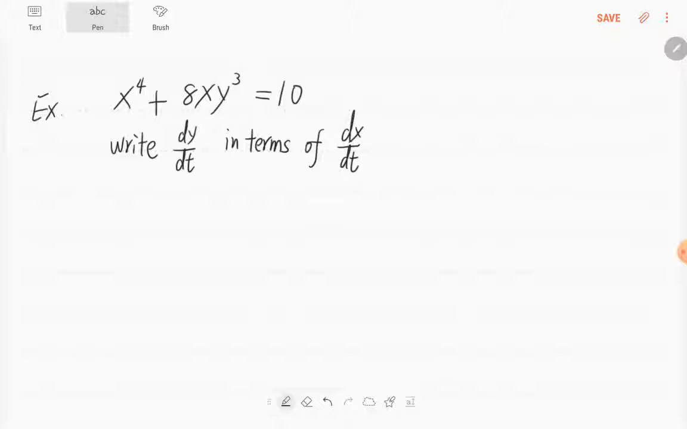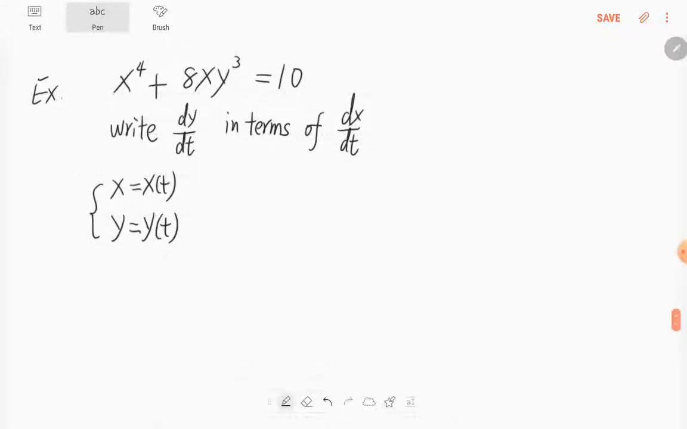Okay. So now it's about the derivative about t, not about x anymore. So the idea is very similar. We treat x as a function of t. Y is also a function of t. So keep in mind, x should be a function of t, y is also a function of t.